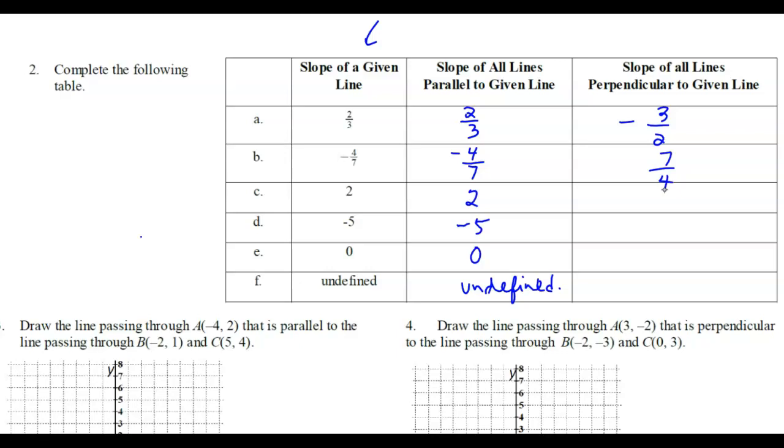Negative 1 over 2. Yep, because this is the same as 2 over 1, which we don't show like that, but that really is what it is equal to. So we change the sign and flip that. 1/2 is the reciprocal of 2.